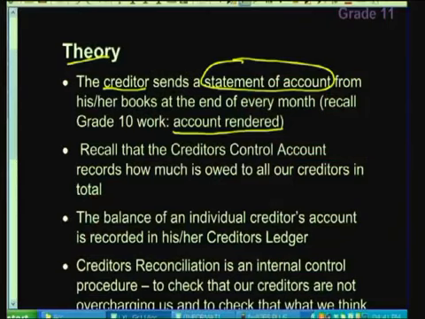Obviously, if you have somebody who owes you money, you need to send out regular reminders to keep them knowing that they owe you some money, and you need to work out how much money they owe you at the end of every month. You've done this before in grade 10. In grade 10, you remember your creditors ledger. You started with an account rendered, and you also did an account rendered for your debtors ledger. Those accounts rendered in the debtors ledger have to be sent out to your debtors to remind them how much money they owe you. In this case, you are the creditor, and you are sending reminders to the debtor to let them know how much money they have to pay you.